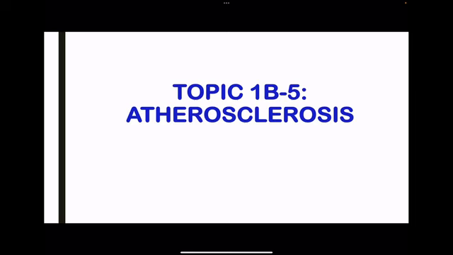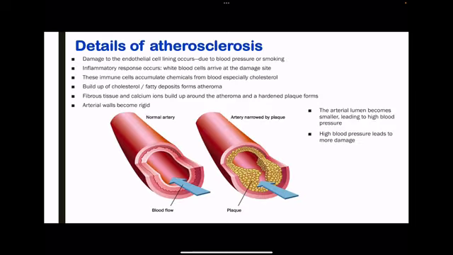Moving on to topic 1b5, atherosclerosis. The details of atherosclerosis involve damage to the endothelial cell lining, which could occur due to blood pressure or as a result of smoking. The chemicals within smoke can irritate the endothelial layer, causing damage, and when this damage occurs, an inflammatory response is going to occur. White blood cells are going to arrive at the damaged site, and these immune cells could accumulate chemicals from blood, especially cholesterol. Cholesterol is going to build up, fatty deposits are going to form, and this is what we call the atheroma. Then when fibrous tissue and calcium ions build up around the atheroma, it's going to harden and become hardened plaque, like you can see this one here.